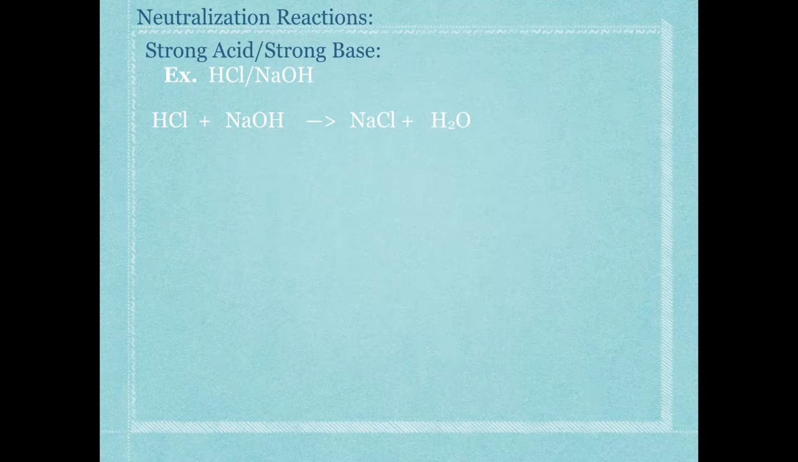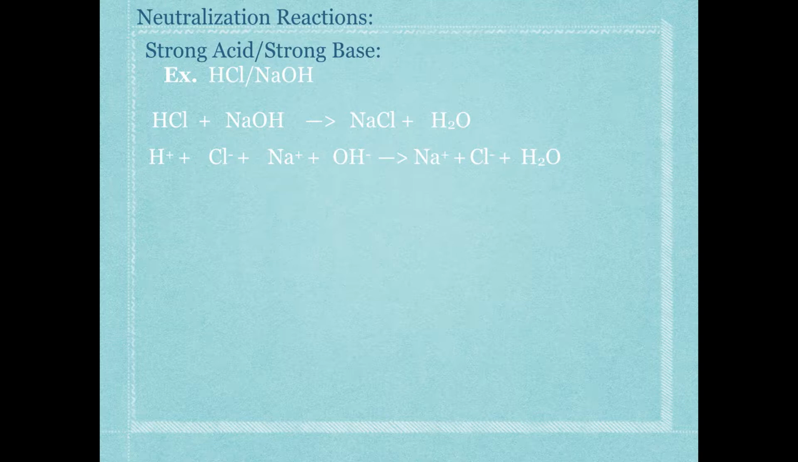Now what's new is we actually have to break apart what's soluble and what's a strong acid or a strong base. So hydrochloric acid is a strong acid, which means it's going to break up into its ions, H plus and Cl minus. If it were a weak acid, it wouldn't do that. It would stay together. NaOH is a strong base, so it's going to break up into Na plus and OH minus. And then NaCl, because you've got a group 1 metal there, it's going to be soluble, so it's going to break up into Na plus and Cl minus, and then water is going to stay together.